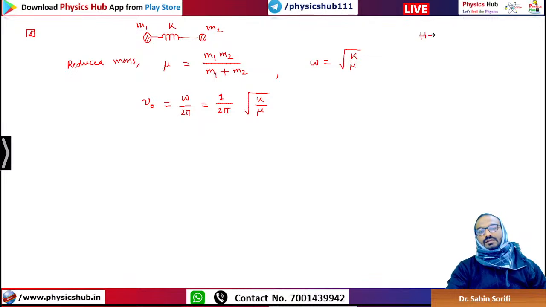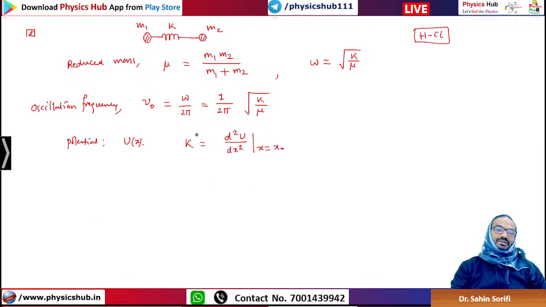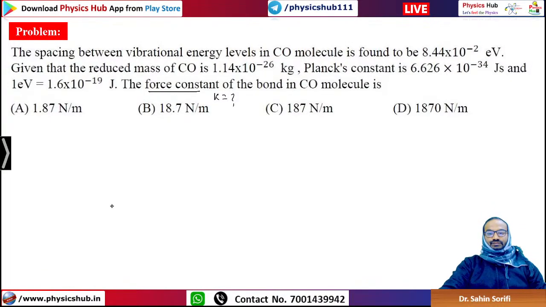You can take an example like HCl is such a molecule. So this is the oscillation frequency. If you are given some potential U, then you know how to calculate the value of K. D square U of x by dx square at maybe x is equal to x naught. This represents curvature of this potential energy curve. So these things you know, so this particular formula you can use in this problem. Spacing between vibrational energy level is given to you. Reduced mass of the carbon monoxide molecule is given to you. Planck's constant is given to you. Force constant you have to calculate.